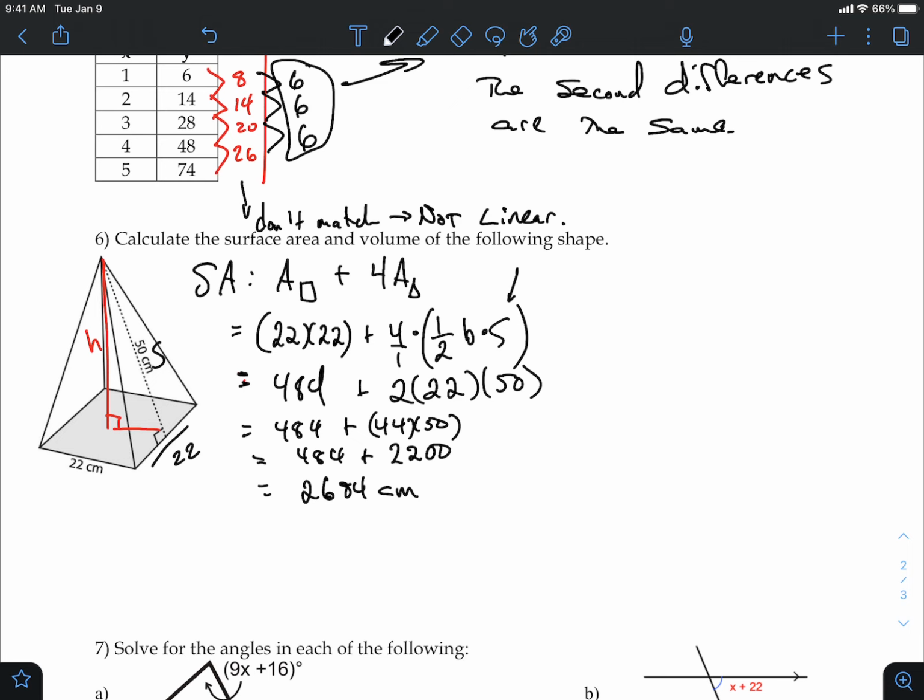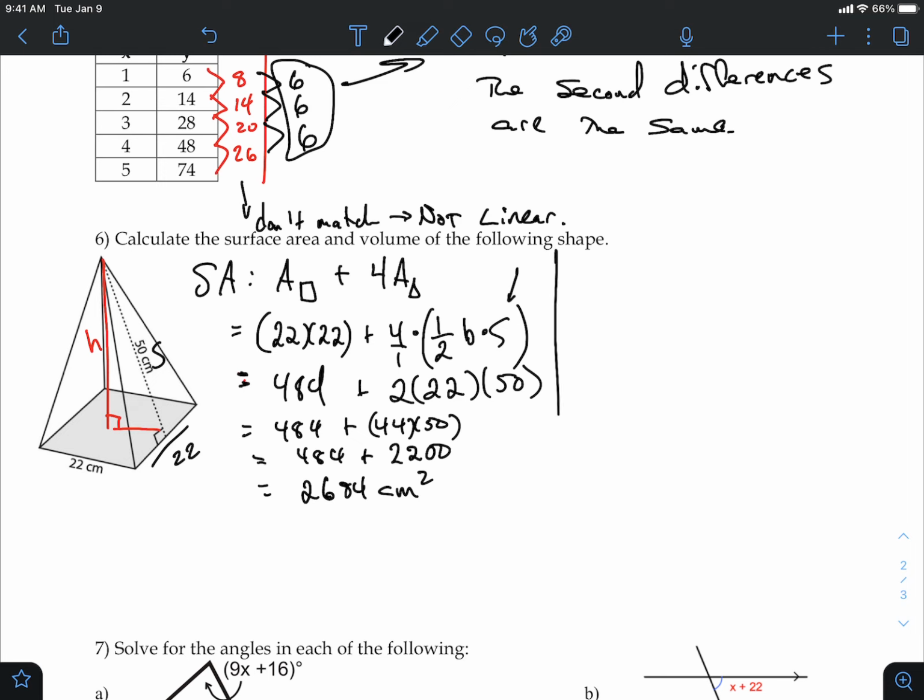Centimeters what? Good, squared, because it's area. Let's talk about area. Areas are talking about 2 dimensions. You only multiply 2 dimensions there. That's centimeter squared.